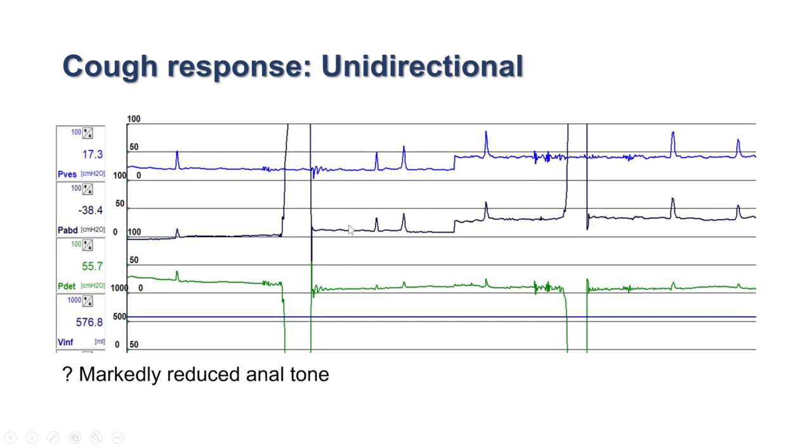A unidirectional cuff response is generally seen when one of the measurements, whether P abdomen or P vesicle, is not showing it properly. Like in this case, this patient had a patulous anal tone, and whatever we would do, the P abdomen would not show a complete transmission. So we had to accept this unidirectional small PDET movement.